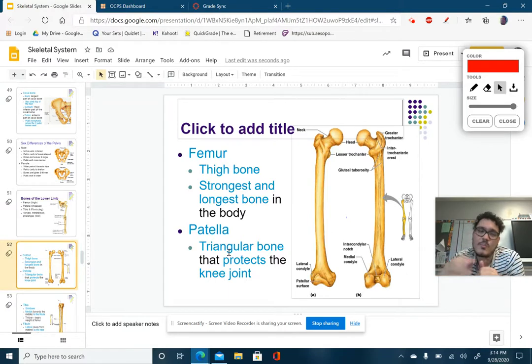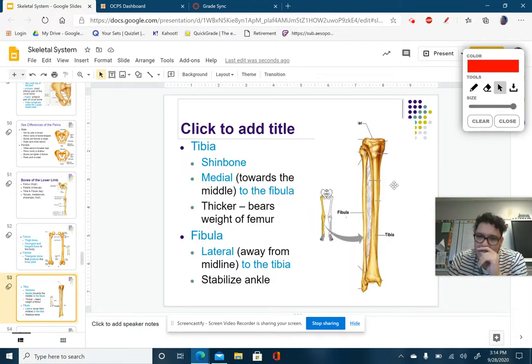It's a triangular bone that protects the knee joints. It also protects the ligaments found in the area like the ACL and the MCL. Those joints are essential for walking. If you ever try walking with your knees locked, you're waddling. It's not very efficient.